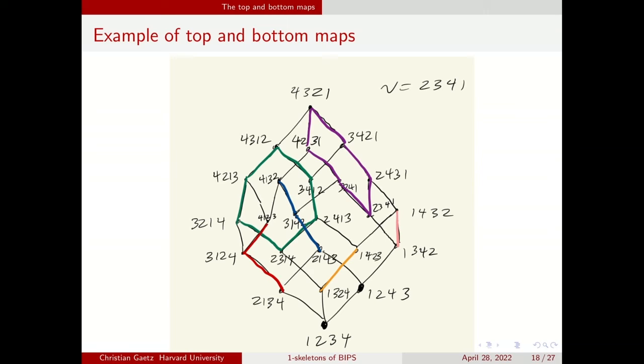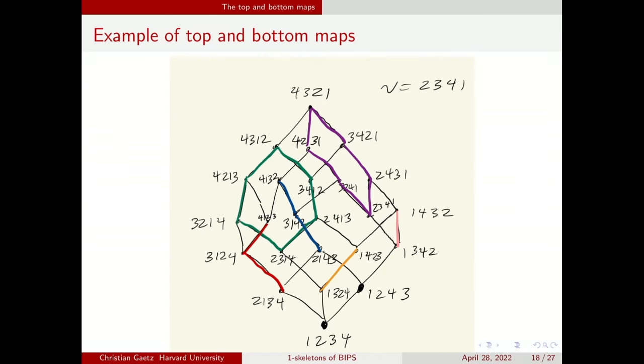But it's not true that the bottom map respects this order. For example, again, 3214 is bigger than 3124, but it's not true that this bottom element here is bigger than this bottom element. Okay. So the top map, the one which was not obvious that it existed, is the one which plays nicely with respect to weak order. And this is what's going to establish the order theoretic property we're interested in.